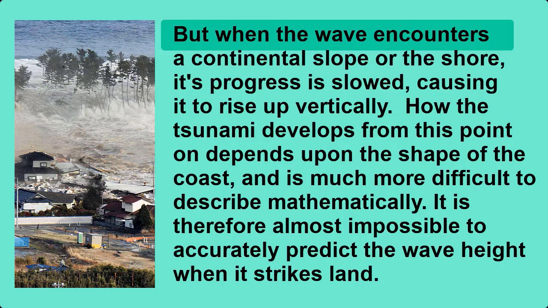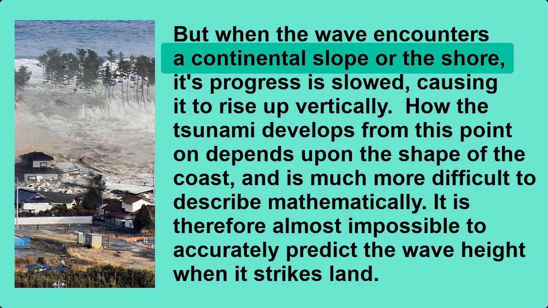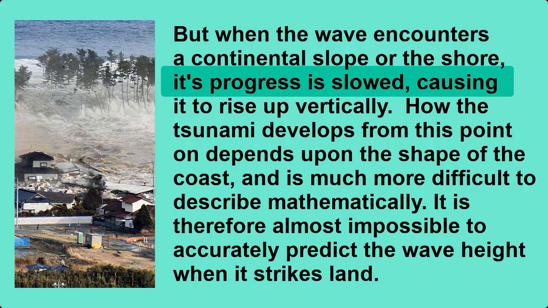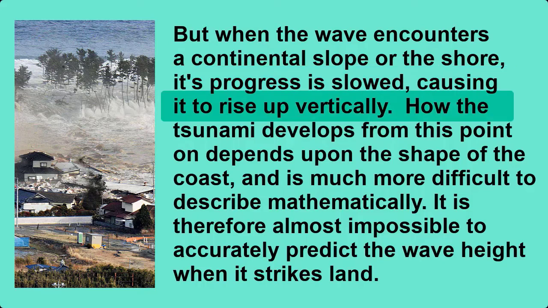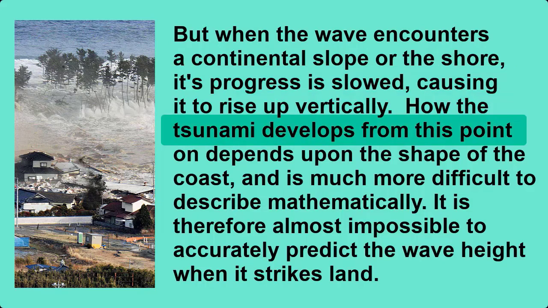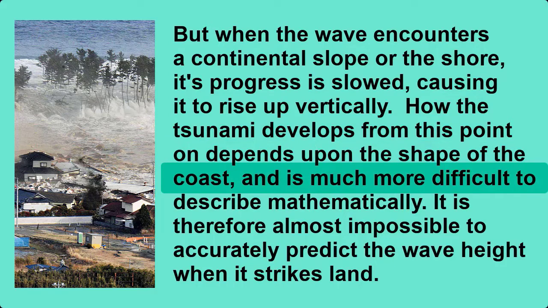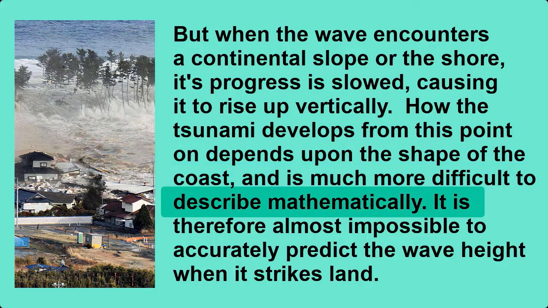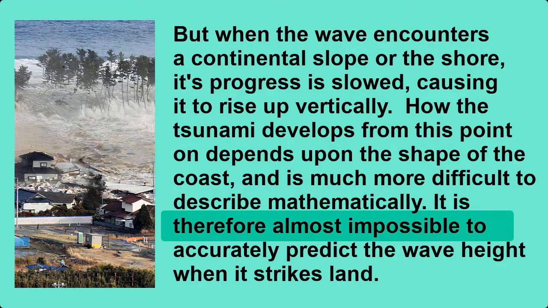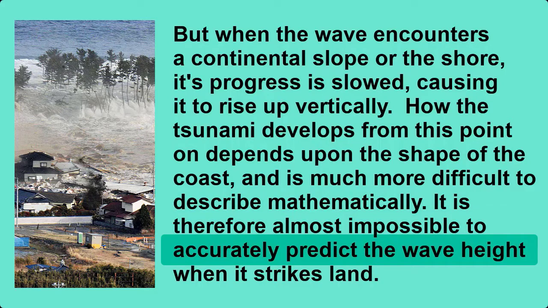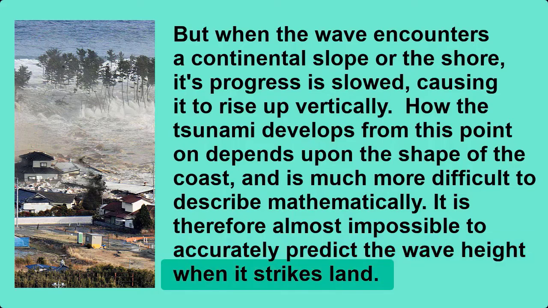But when the wave encounters a continental slope or the shore, its progress is slowed, causing it to rise up vertically. How the tsunami develops from this point on depends upon the shape of the coast, and is much more difficult to describe mathematically. It is therefore almost impossible to accurately predict the wave height when it strikes land.